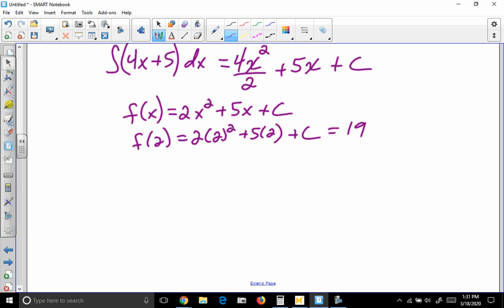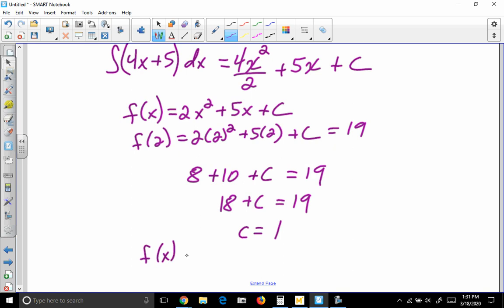So 2 squared is 4 times 2. 5 times 2 is 10. 8 plus 10 is 18. So 18 plus what is 19? Well, 1. So that makes our function 2x squared plus 5x plus 1.